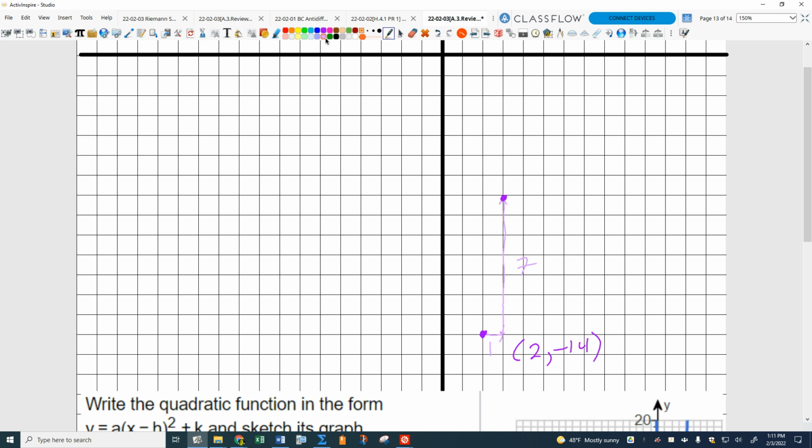I've got this axis of symmetry that I can reflect over, so I get another point right over there. And then I end up with, there's my parabola. Good? Okay.